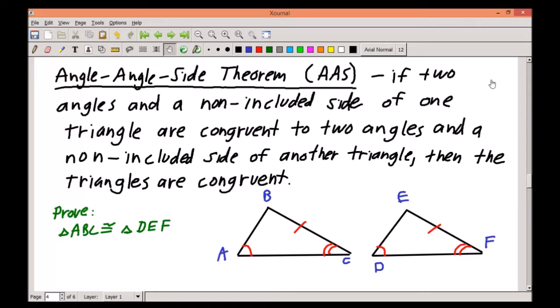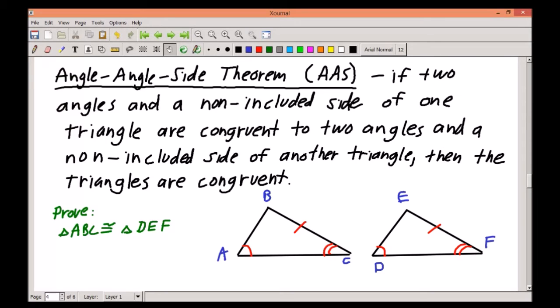If you look at the 2 triangles in my drawing, we're trying to prove those 2 triangles congruent. We're given that angle A is congruent to angle D, angle C is congruent to angle F, and side BC is congruent to side EF. So you can see we're given 2 angles and a non-included side of this triangle congruent to 2 angles and a non-included side of this triangle. We're trying to prove why that's actually true, and we can't use the theorem to prove itself, so we've got to use a different technique here.